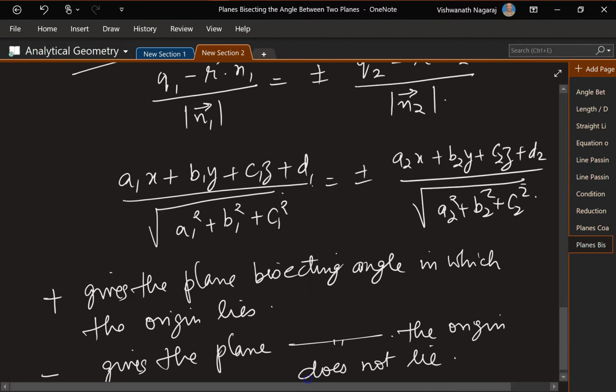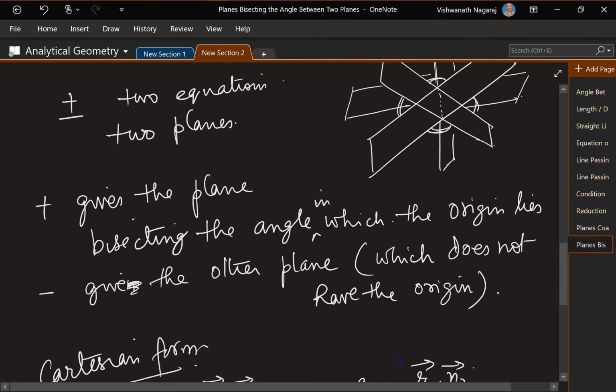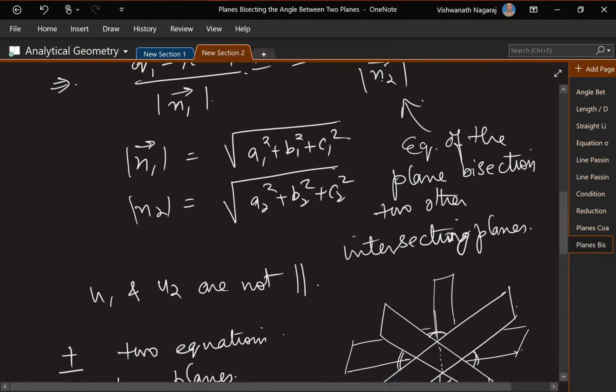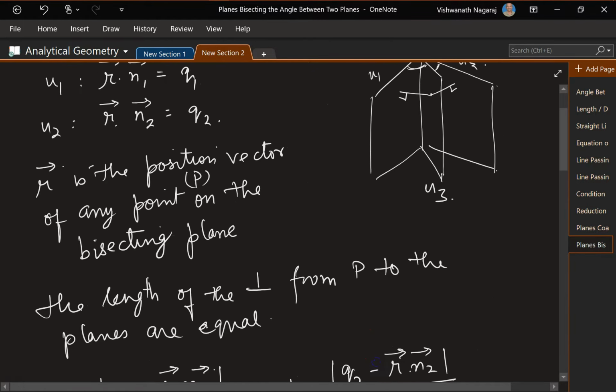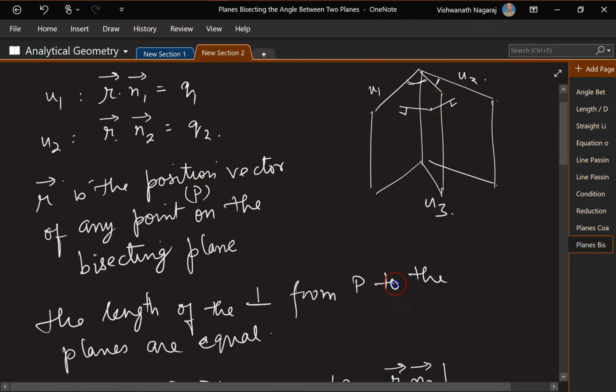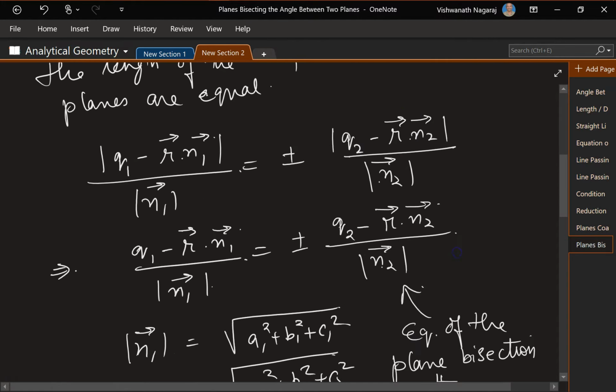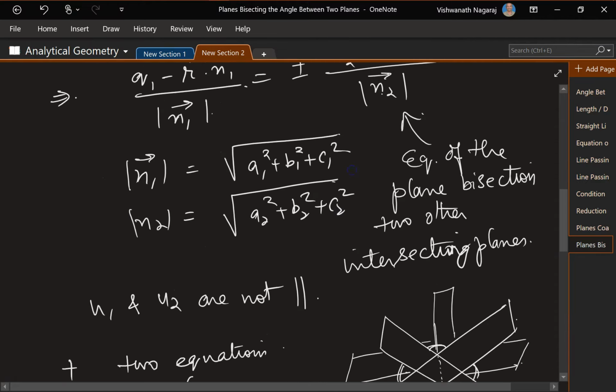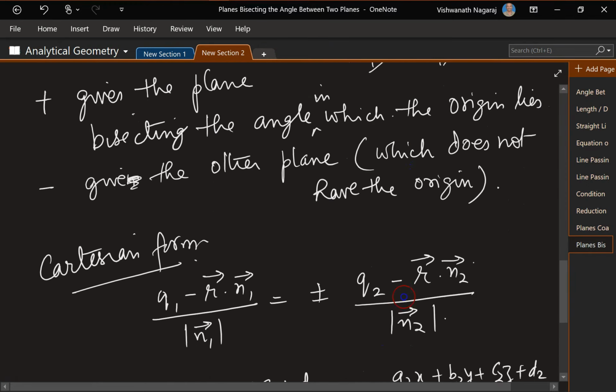Okay, have a look at this and understand. The only thing that you have to remember here is that the perpendicular distance from a point to both the planes would be equal. And you need to remember the equation of that perpendicular distance. Once you know that, the rest is pretty straightforward.